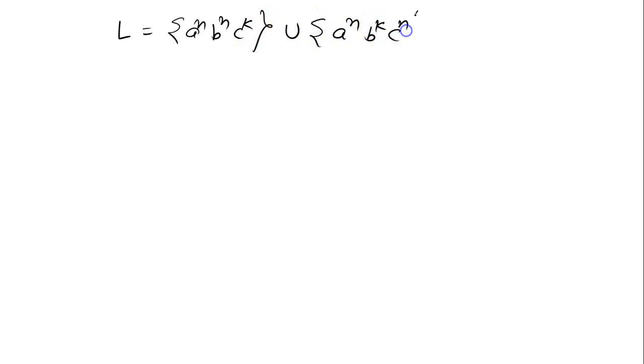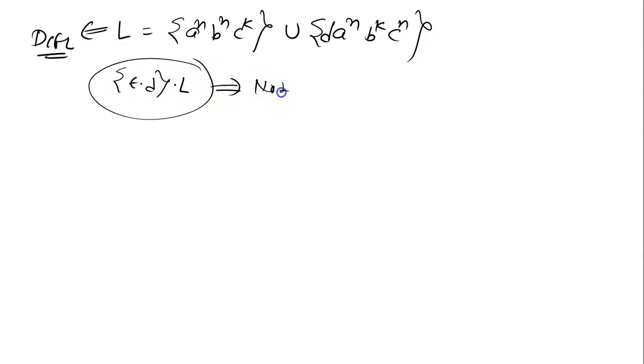Now after this, let's see Kleene star. Before we see Kleene star, again we will take the same language L, and our language is same: A power n, B power n, C power k, union A power n, B power k, C power n. Now this is our language L. We have already seen that this is a DCFL language. We have also already seen that this simple language is not DCFL.